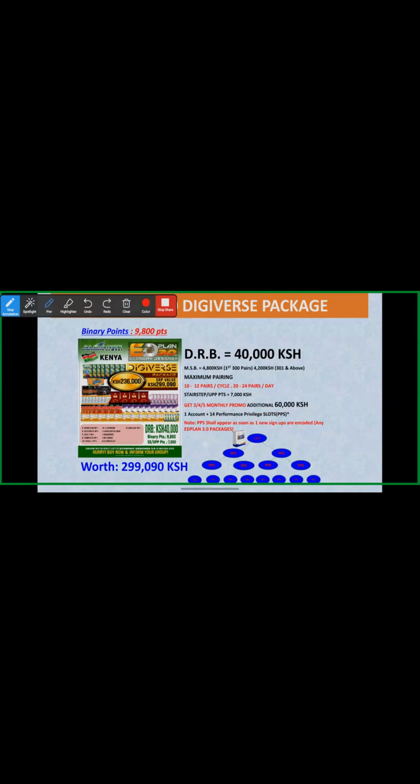Now, just like I had told you as well, this one comes with one account. This is the one which we register. This is the code that is bought, one account. Then the remaining 14 performance privilege slots, these other ones, they will appear as long as you connect one sign up. That one sign up can start with any EdPlan 3.0 package. Let's say you register someone to start with the Digiverse package. Once they have started with the Digiverse, that is there.